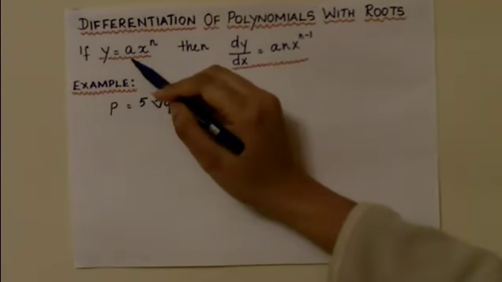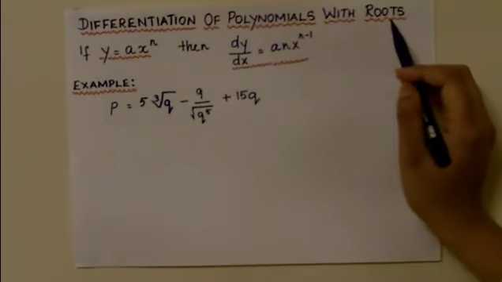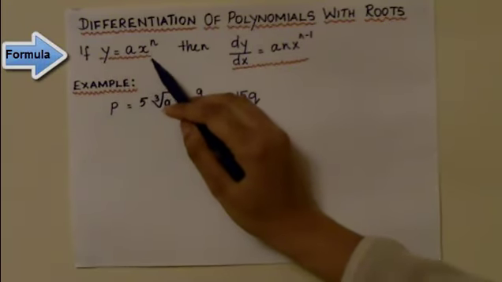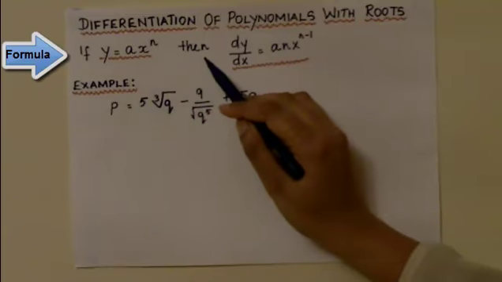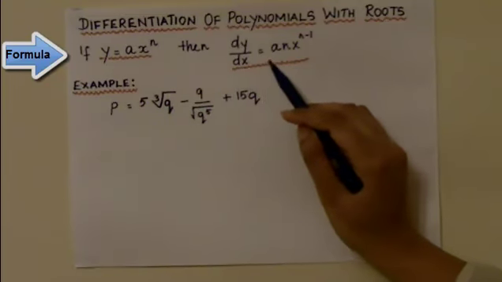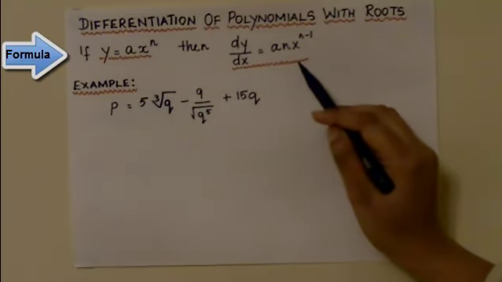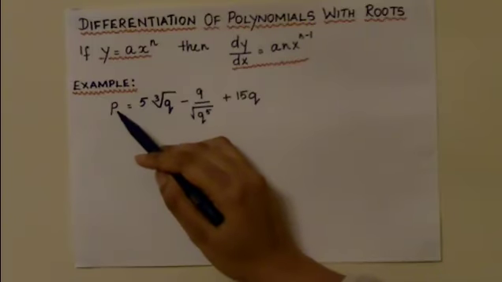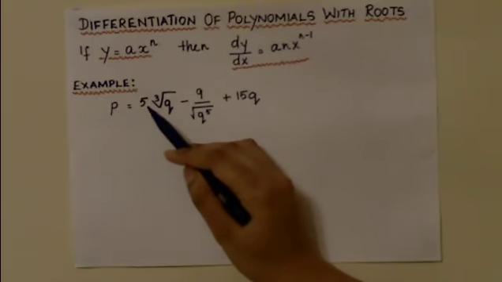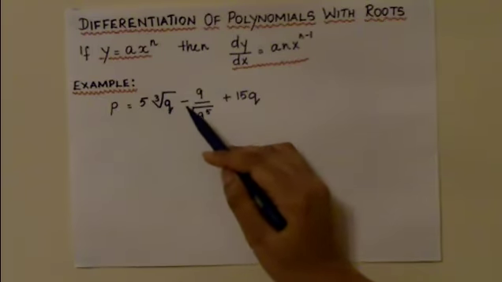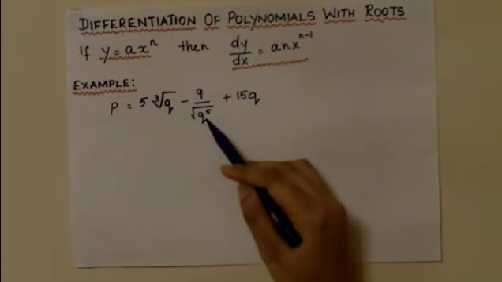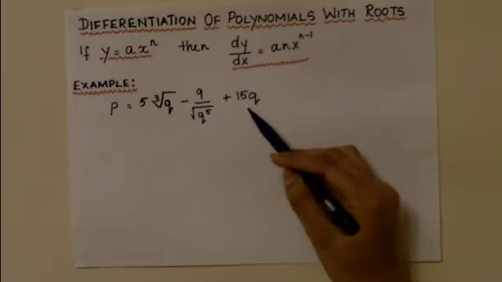Hi, this is differentiation of polynomials with roots. The formula for that is, if y equals ax to the power of n, then dy over dx is equal to anx to the power of n minus 1. Here in this case, you can see that the equation is p equals 5 cube root of q minus 9 over square root of q to the power of 5 plus 15q.